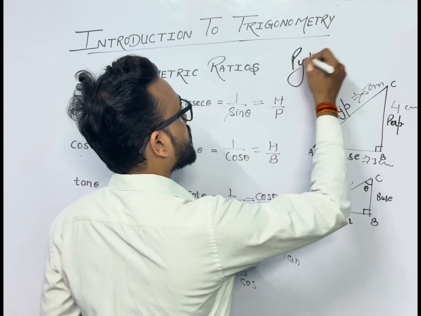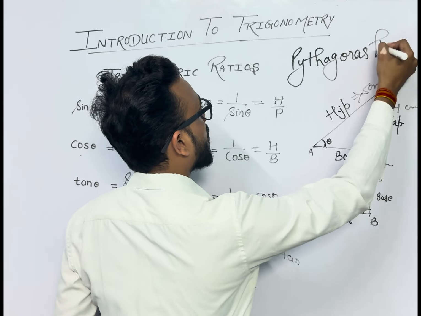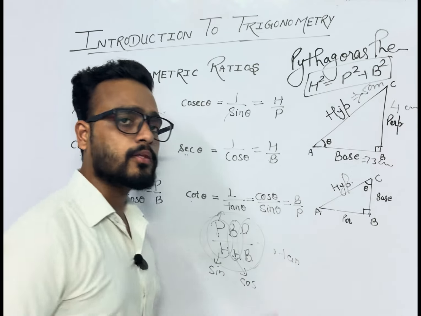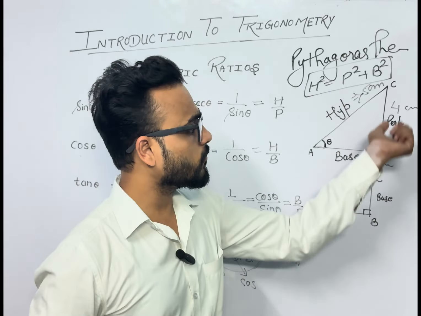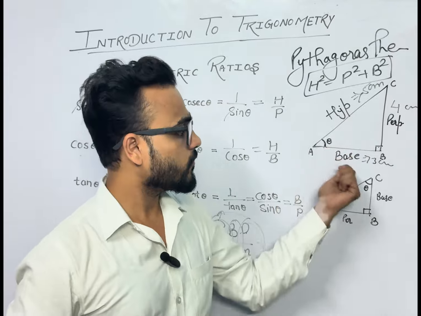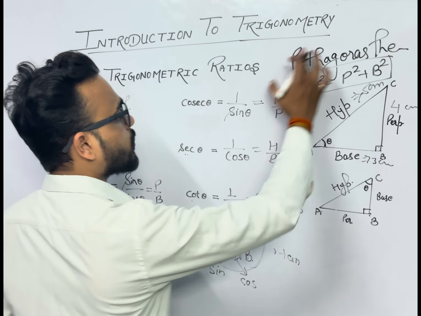The Pythagoras theorem says that hypotenuse square is equal to perpendicular square plus base square. Through the Pythagoras theorem we can find the other side of any triangle if we have two sides of that triangle. So by using the Pythagoras theorem, we find the other side.